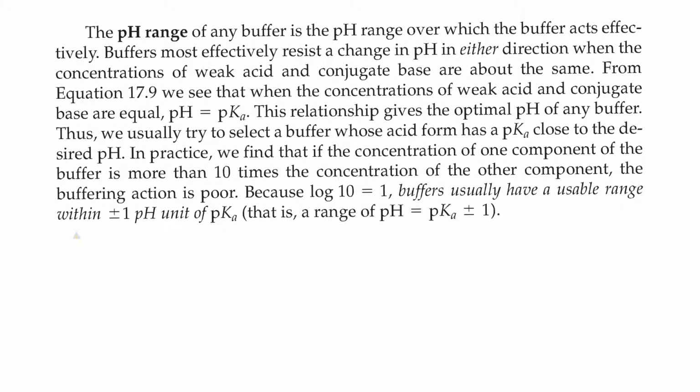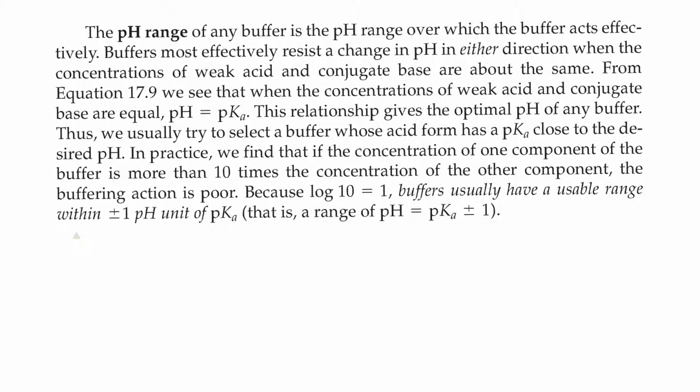The pH range of any buffer is the pH range over which the buffer acts effectively. Buffers most effectively resist a change in pH in either direction when concentrations of weak acid and conjugate base are about the same. From equation 17.9, we see that when the concentrations of a weak acid and conjugate base are equal, then the pH equals the pKa. This relationship gives the optimal pH of any buffer. Thus, we usually try to select a buffer whose acid form has a pKa close to the desired pH.